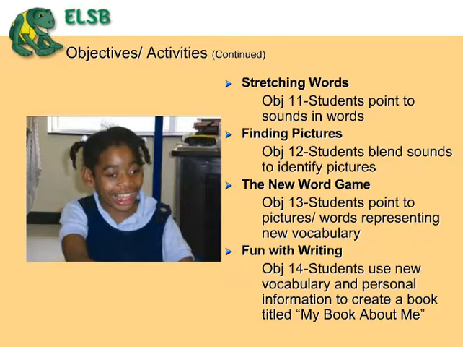Lastly, we have this list of the last 4 objectives. I do want to point out Objective 14, which is fun with writing. This is where students use new vocabulary and personal information to create a book about themselves called My Book About Me. The students prepare 1 page per lesson, so by the end of the program they have a 35-page book about themselves. As we know, reading and writing often come hand in hand, so it's very important that writing is included in the Early Literacy Skills Builder.